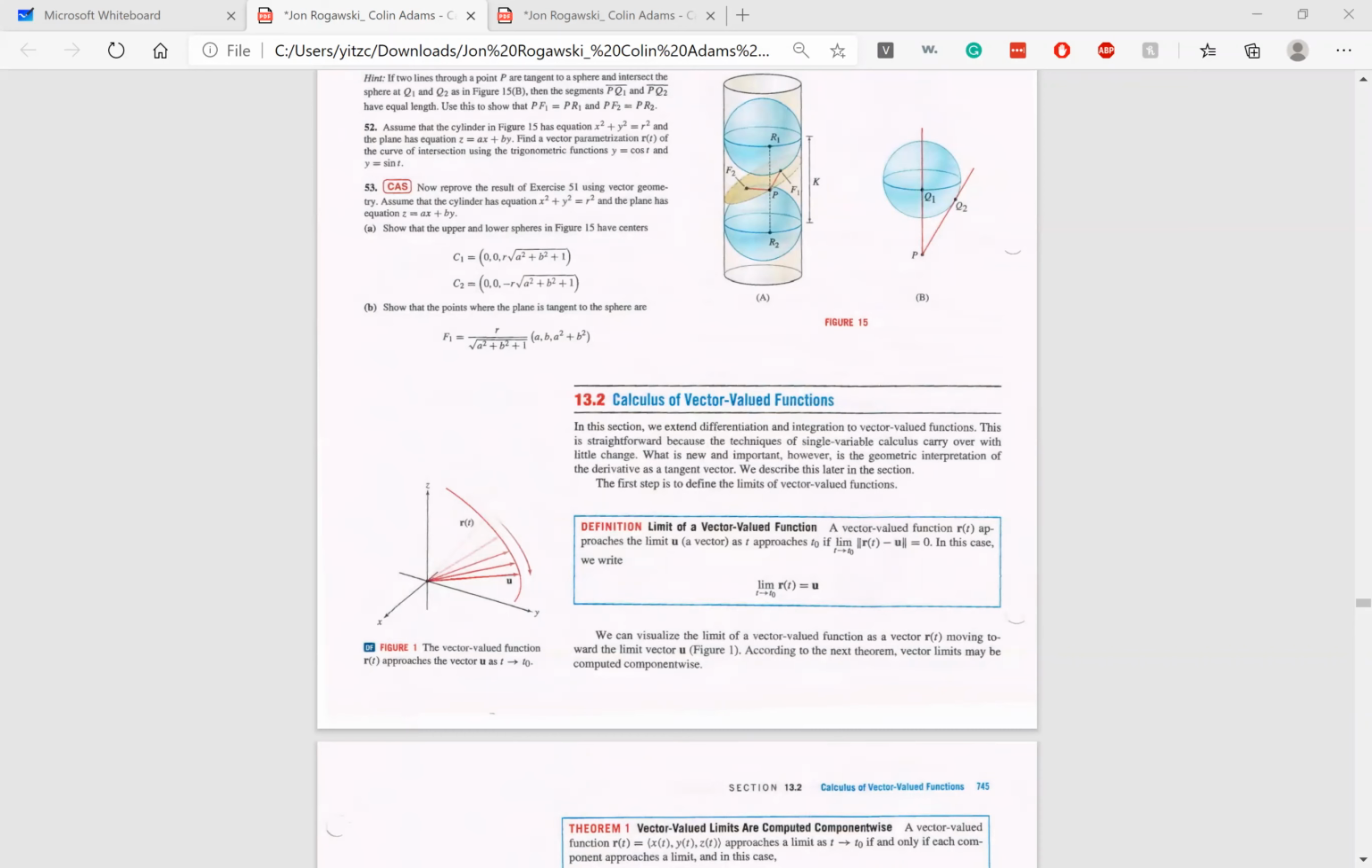Professor, does it matter if we put 3 sine t first and then 3 cosine t? No, it might matter in terms of the direction in which you're going, especially if you put a negative, but it doesn't matter otherwise. It always will give you a circle. It's just that the direction might be different. Yeah. Okay, thank you.